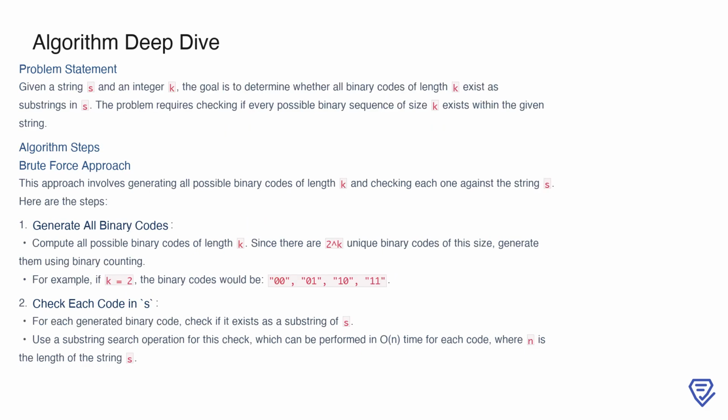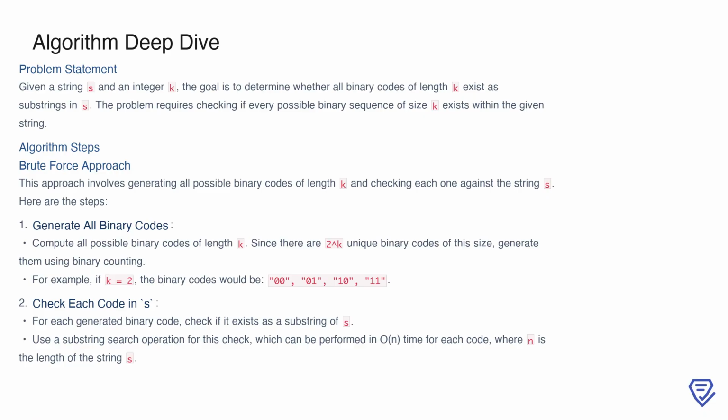The problem we're solving involves a string S and an integer k. Our goal is to determine if every possible binary code of length k exists as a substring within S. To tackle this, we can start with a brute force approach. First, we generate all possible binary codes of size k. Since there are 2 to the power of k codes, we can produce them by counting in binary. For instance, when k equals 2, the codes are 00, 01, 10, 11.